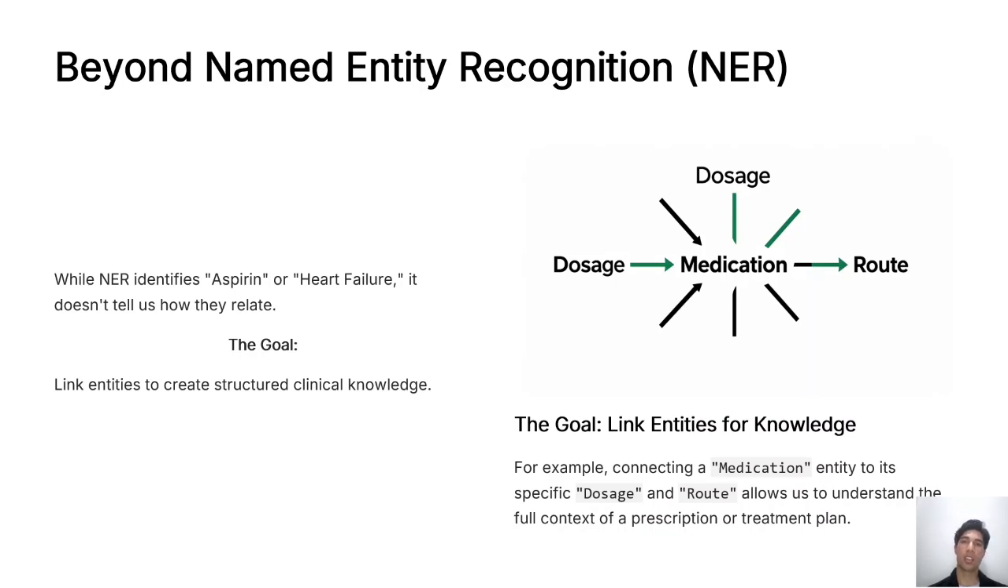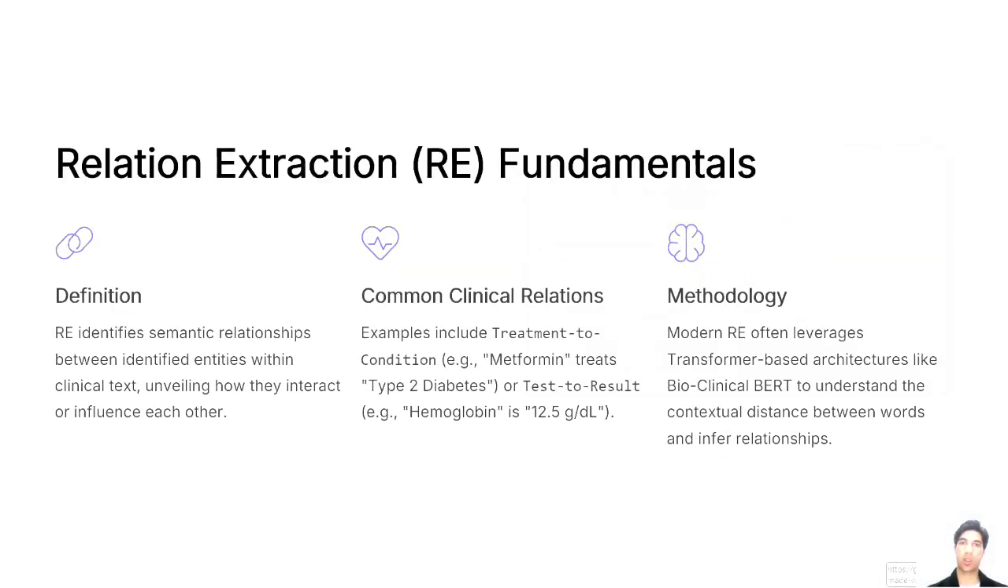us how they relate. So, our goal is to link the condition to the medicine and create a structured clinical knowledge. For example, think of connecting a medication entity to its specific dosage and route, which will allow us to understand the full context of the prescription or treatment plan. So, our goal is to link these entities together, and we will be going beyond simple named entity recognition. So, to achieve that goal, we have relation extraction.